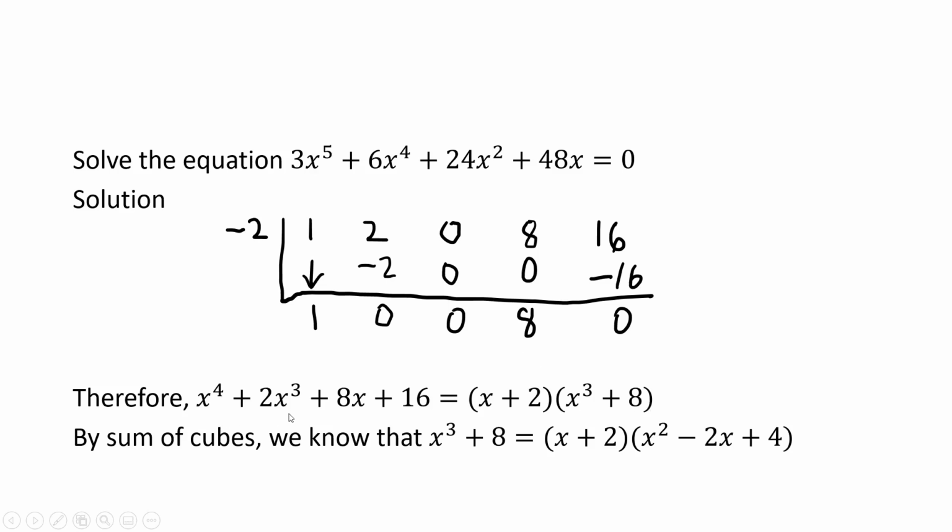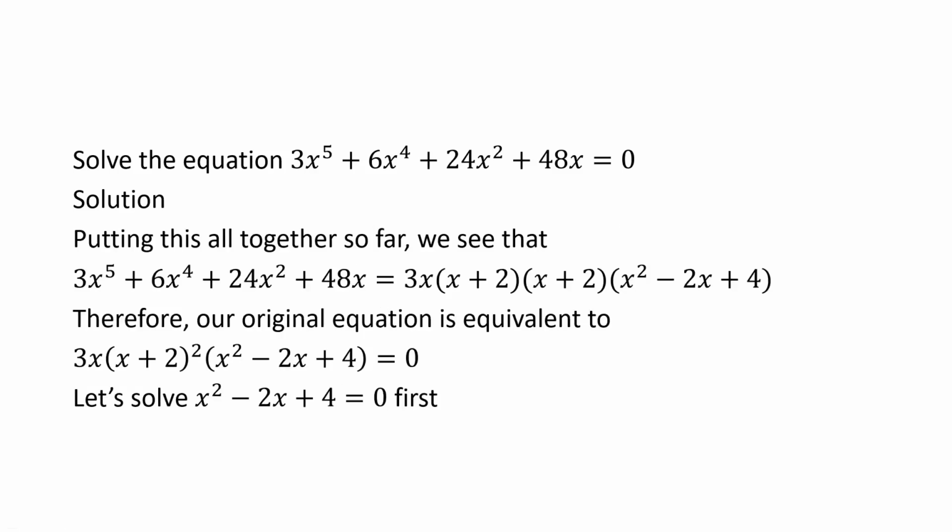That means x to the 4 plus 2x cubed plus 8x plus 16 is x plus 2 times x cubed plus 8. Well, x cubed plus 8 gives us a sum of cubes factoring opportunity. X cubed plus 8 is x plus 2 times x squared minus 2x plus 4. Well, putting all of this together, we see that our original fifth degree polynomial is actually the same as 3x times x plus 2 times x plus 2 times x squared minus 2x plus 4. Now, in the second last line, we now have a nicely compact factored expression equal to 0.